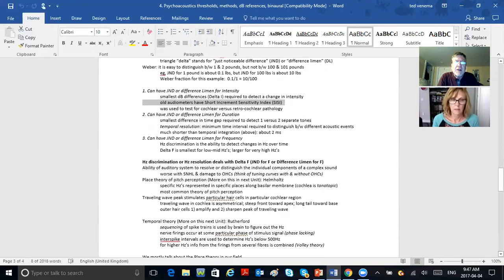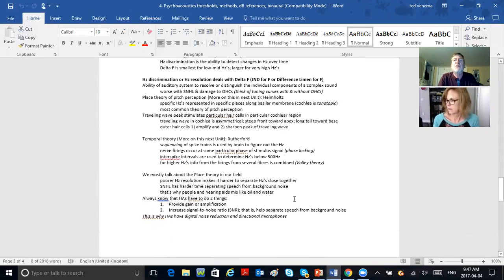Okay, look at this here. Frequency discrimination, or frequency resolution. Let's talk about what those terms mean. They deal with delta F, or JND, just noticeable difference, or difference limen for F, what's grayed out right here. So, frequency discrimination or frequency resolution.